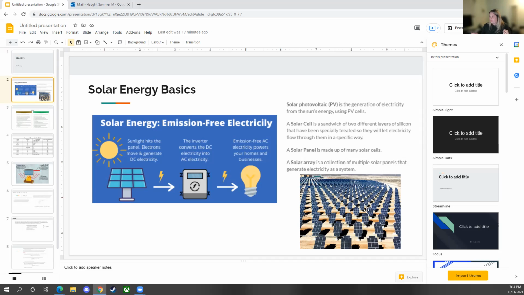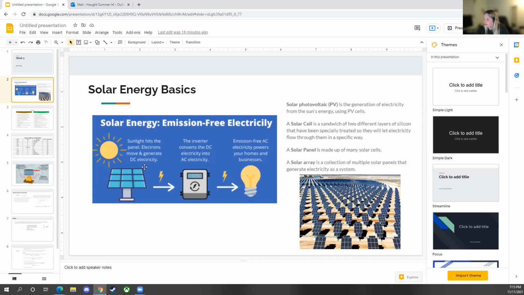The main idea here is that with solar panels, we're generating electricity, and we're doing that by taking heat energy or light energy. Heat and light energy are sometimes used interchangeably, but I think the proper term here is light energy. And we're ultimately converting it to electrical energy, and converting the different type of electricity into its most useful form.